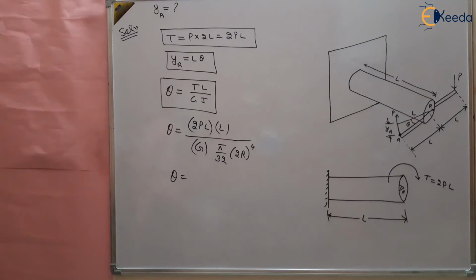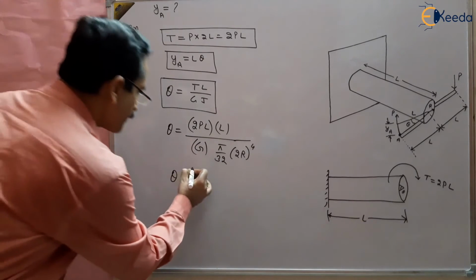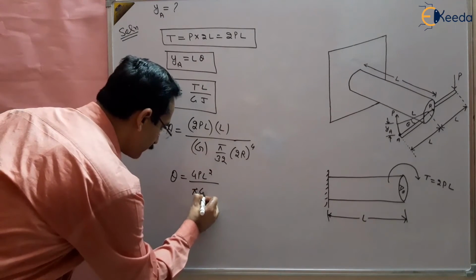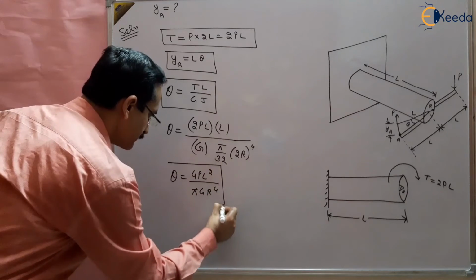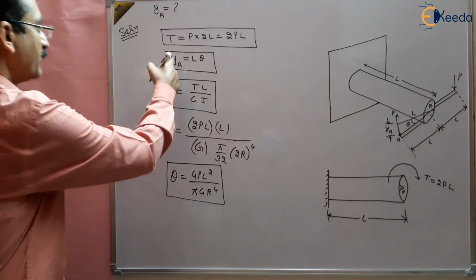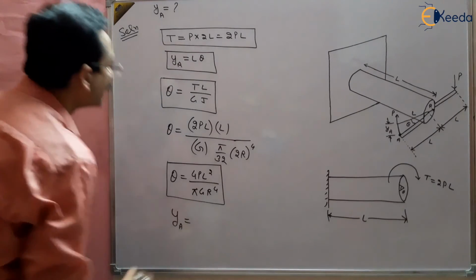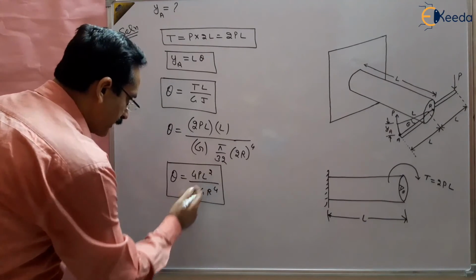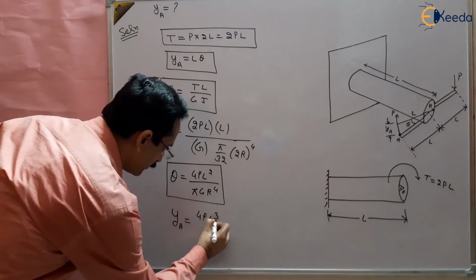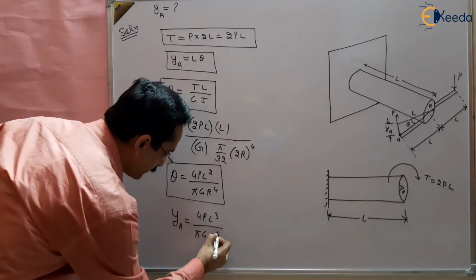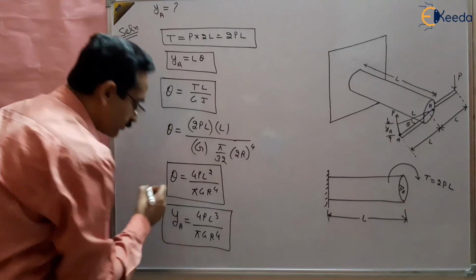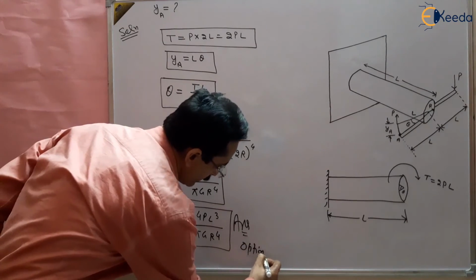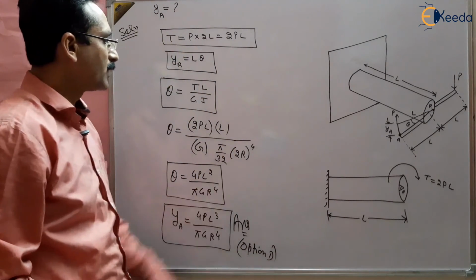So theta will come out to be 4PL square upon pi G r to the power 4. This is the angle of twist. So the deflection at point A will be equal to the vertical deformation, that is L theta. Multiplying by L, you will get 4PL cube by pi G r to the power 4. This is the deformation of point A. So this is the answer and it is option D. This is how we can solve this question.